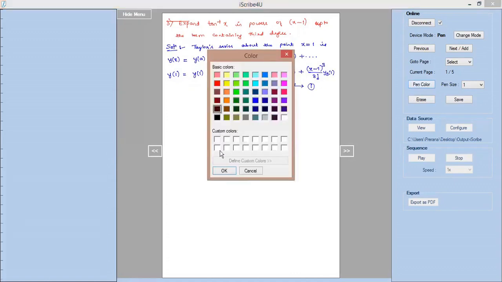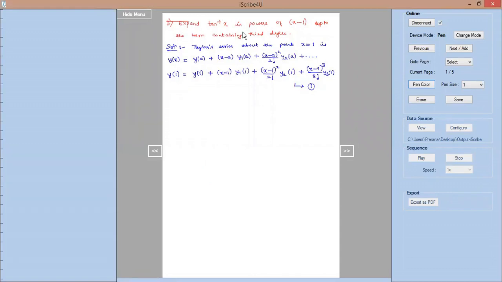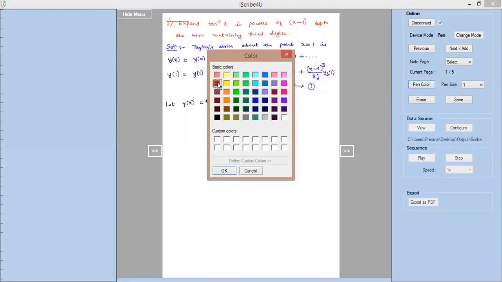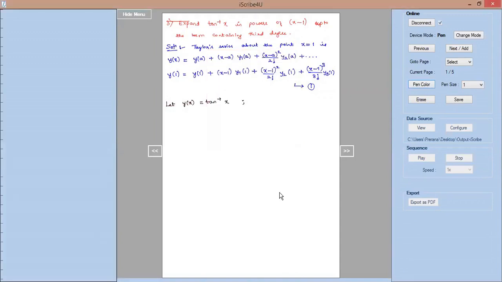Now let us call the given function tan inverse x as y of x and find the derivatives one by one. So let y of x is equal to tan inverse x. Now we have to find out at the point 1. So y of 1 is equal to tan inverse 1. Tan inverse 1 is equal to pi by 4, 45 degrees.